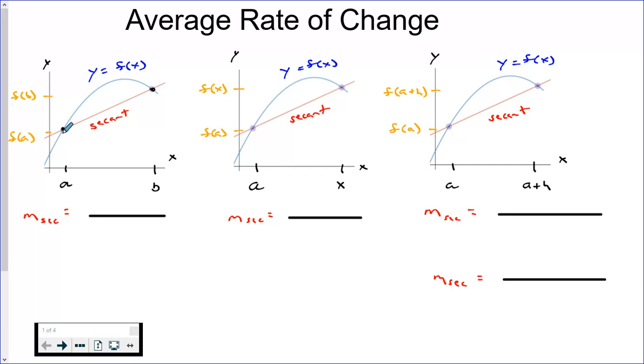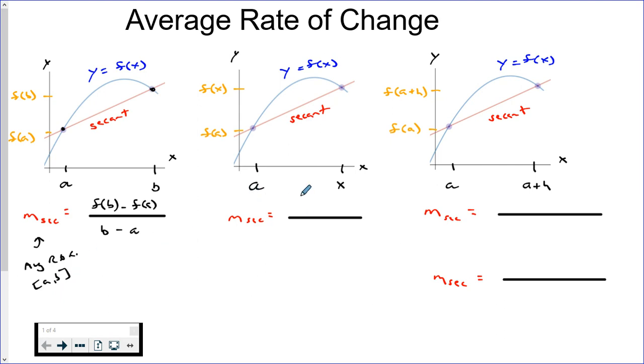Now to represent the slope of this red line here, you did this back in the day, it's change in y over change in x. So it's simply f of b minus f of a, that's change in y, over b minus a. And right there we have a formula for the slope of a secant line, but it also now has meaning to us. This represents average rate of change over the interval a, b. And it's important to notice that average rate of change is over an interval.